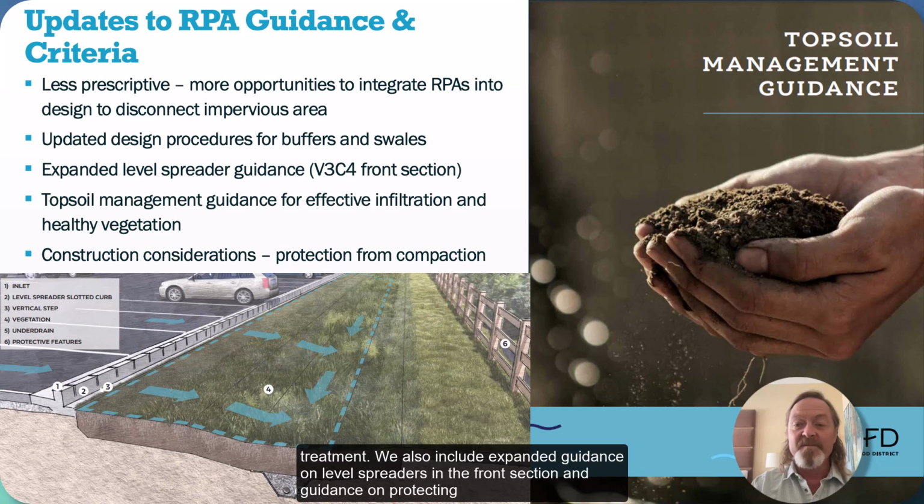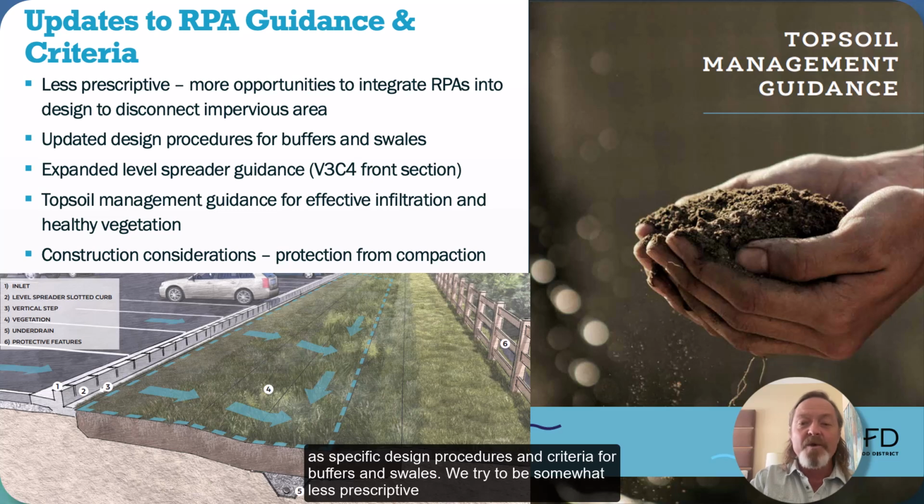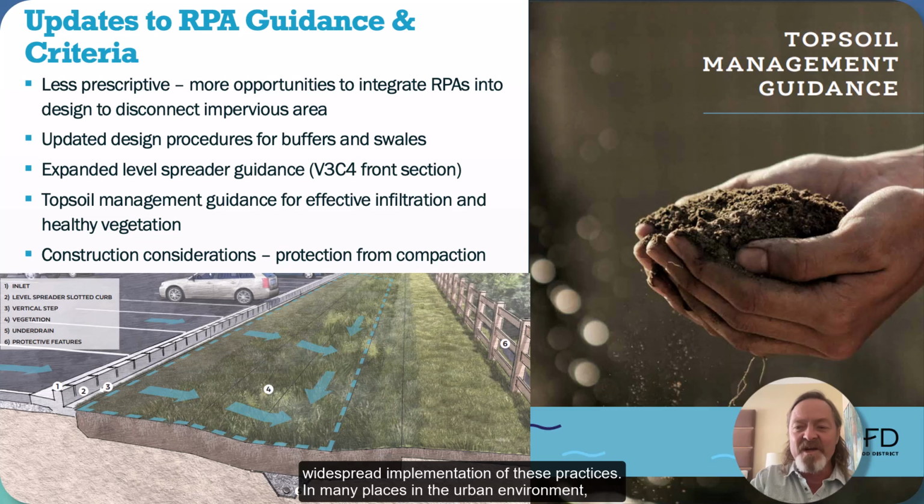We also include expanded guidance on level spreaders in the front section and guidance on protecting RPAs from compaction during construction. The fact sheet includes general guidance on RPAs as well as specific design procedures and criteria for buffers and swales. We tried to be somewhat less prescriptive with criteria, for example, the minimum buffer widths, than in previous versions of the fact sheet, to encourage more widespread implementation of these practices.